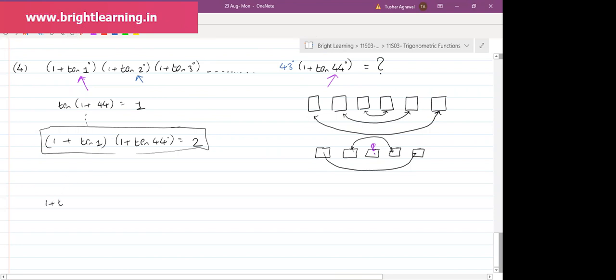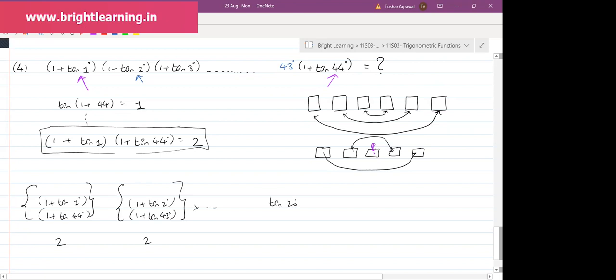1 plus tan 1 degree will form a pairing with 1 plus tan 44 degree. Their combined product is equal to 2, that we have. 1 plus tan 2 degree will get paired up with 1 plus tan 43 degree. Their combined product is equal to 2, that we have. Okay. Now, so on and so on.